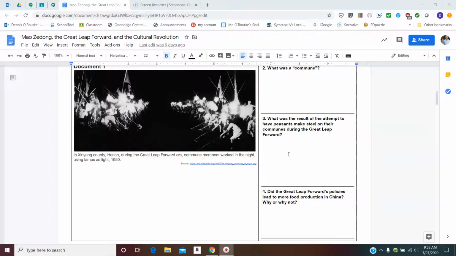The results of the attempt to have peasants make their own steel were less than stellar. They basically had people melting down everything they had that was made of metal, especially anything steel or iron, and setting up these backyard forges to make steel. And the steel was of incredibly low quality and just didn't get it done.